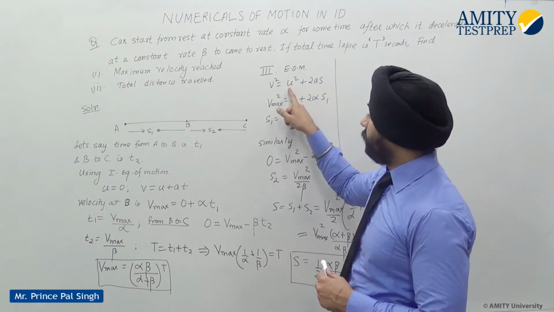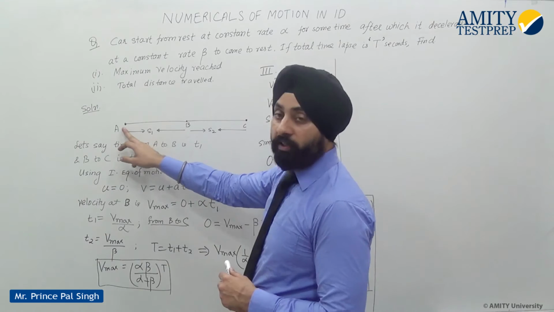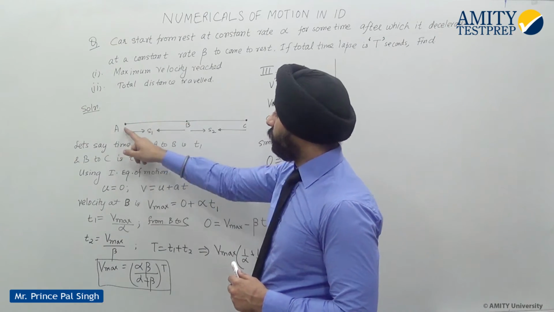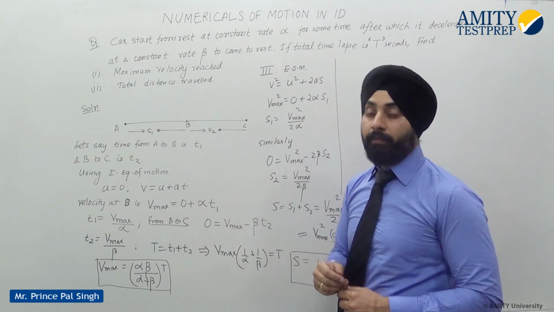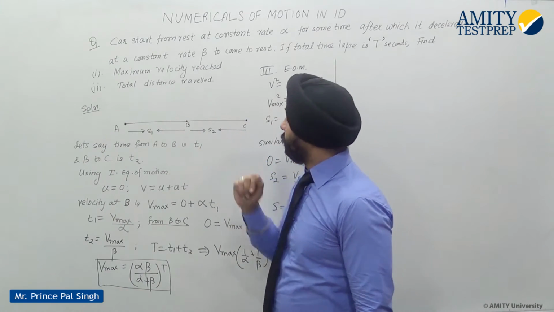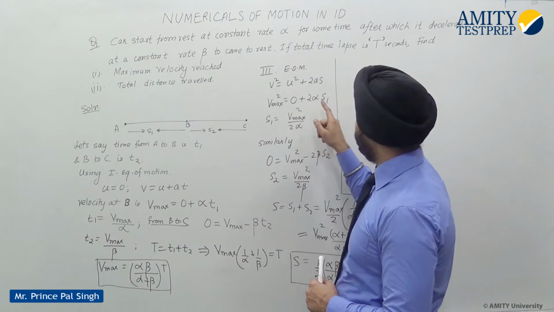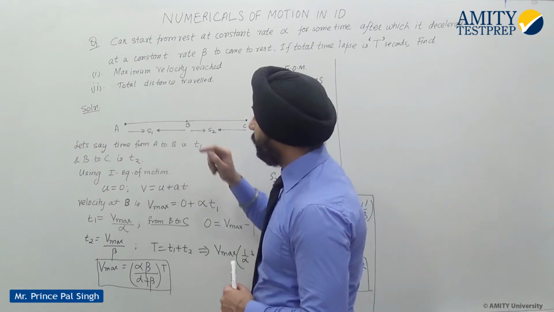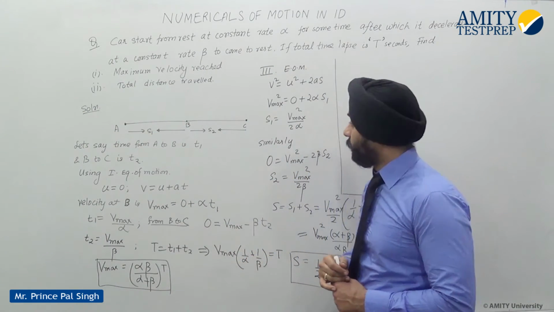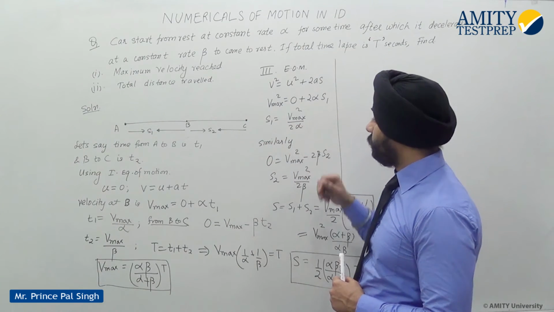So here, this is the initial point, from A to B. The initial velocity is 0. The velocity at B is V max. So V max square equals 0 plus twice alpha S1. Now AB is equal to S1, the distance travelled is S1. So S1 is equal to V max square upon twice alpha.